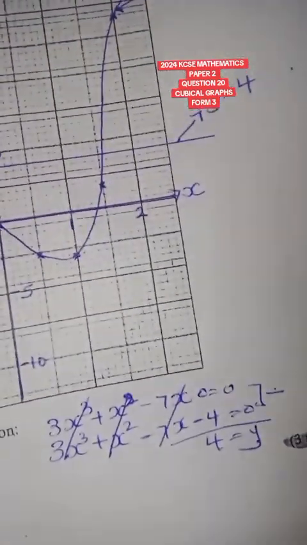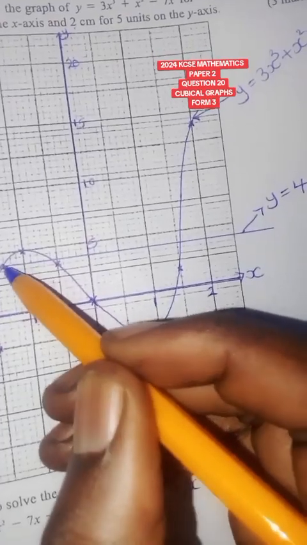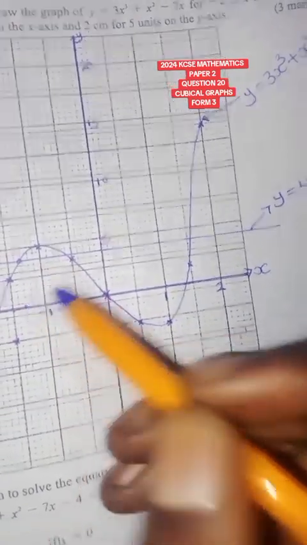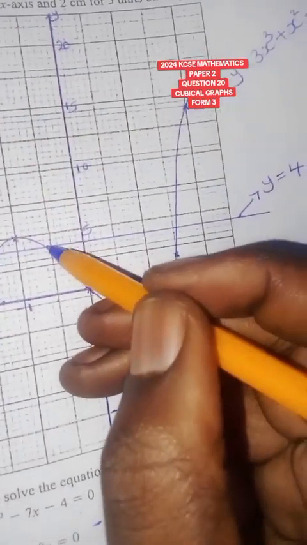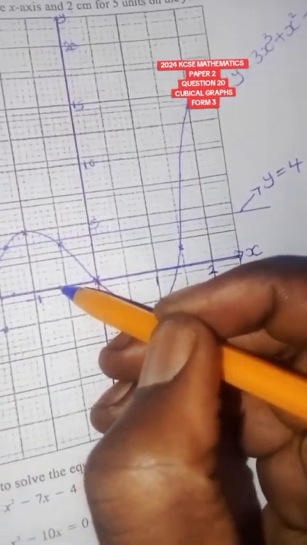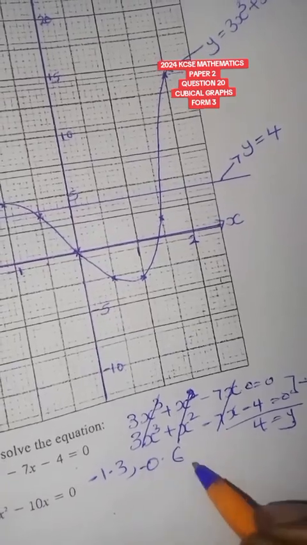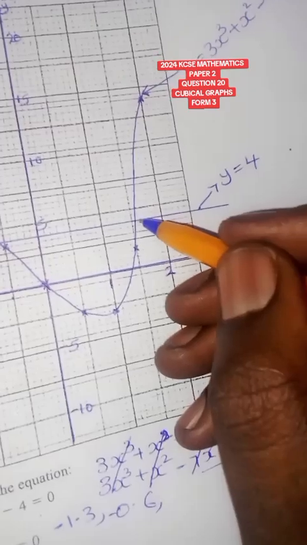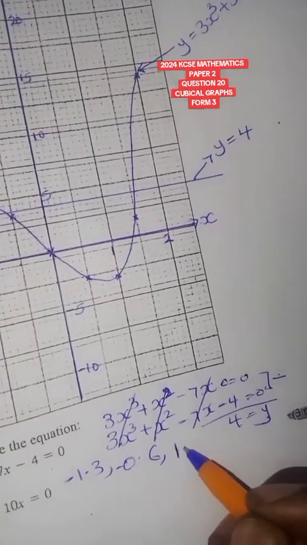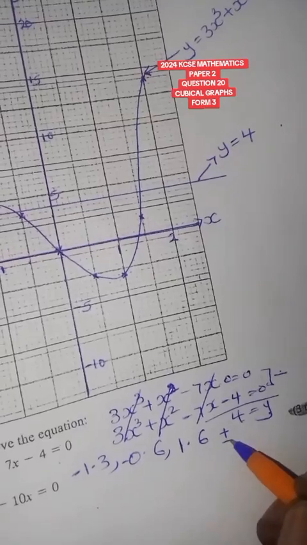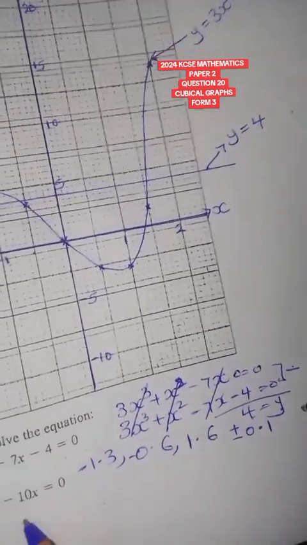If you look at the line that we have drawn here, where it has cut this point, the value of x, you can read this value, that is negative 1.3. Then the second one has cut it at a point that's 0.5, 0.6, a negative. And also this line has cut our curve at the point here 1.6. So it's an approximate, so it can be given a scale of positive or negative 0.1 or 0.2. Any can be given.